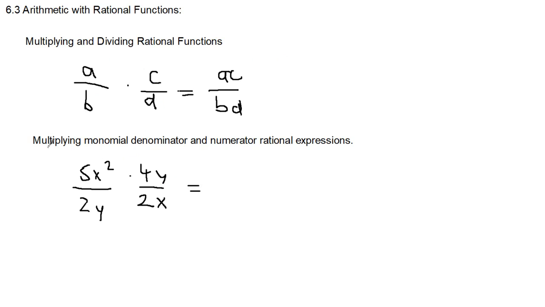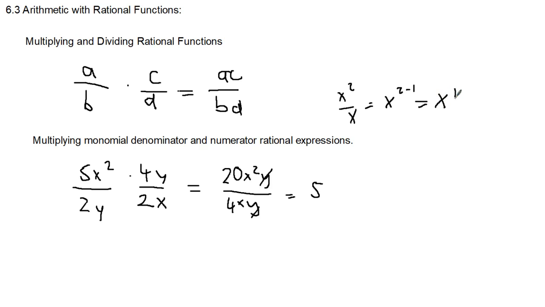So we're going to multiply these two functions right now. 5x squared multiplied by 4y over 2y multiplied by 2x is 20x squared y over 4xy. And 20 divided by 4 is 5. The y's cancel off. And the x squared divided by x is equal to x to the 2 minus 1, which is just x to the 1. 5x is the answer.